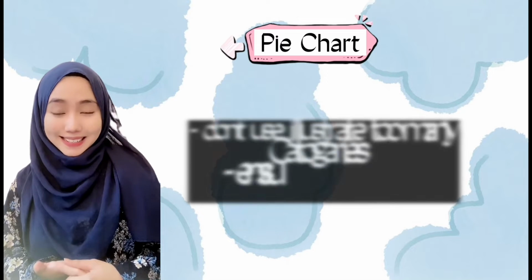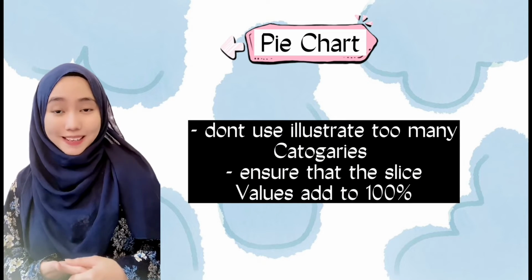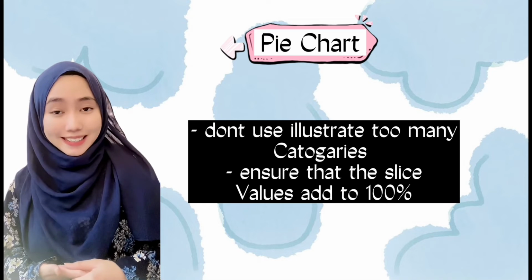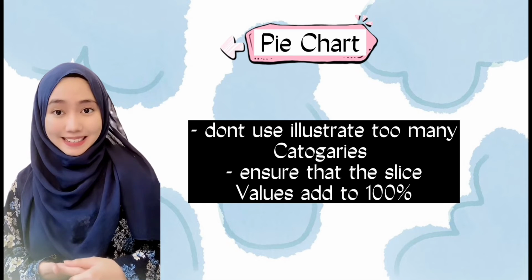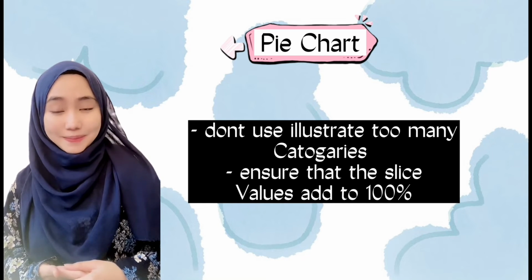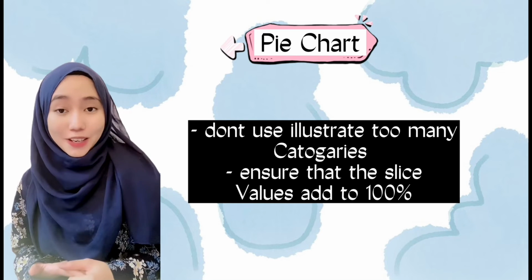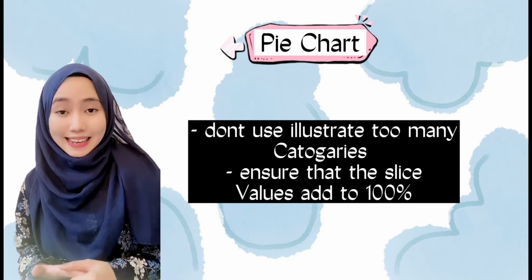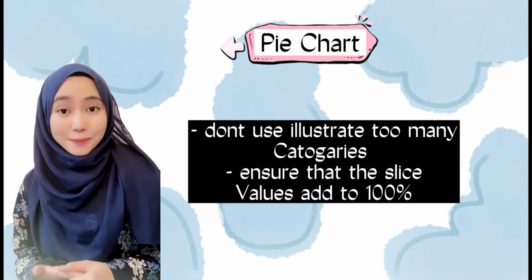For the pie chart, don't illustrate too many categories, to ensure differentiation between slices. It is also to ensure that the slice values add up to 100.